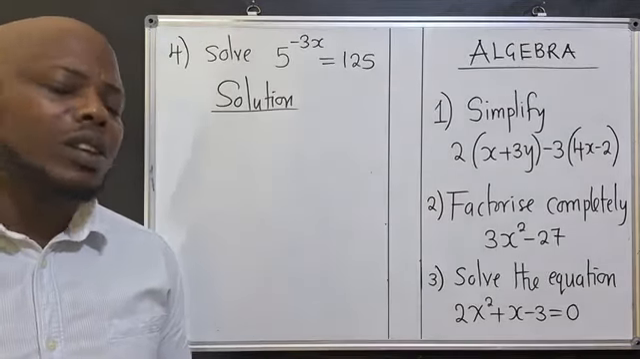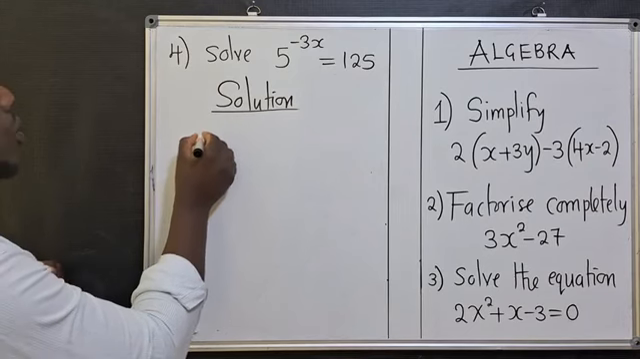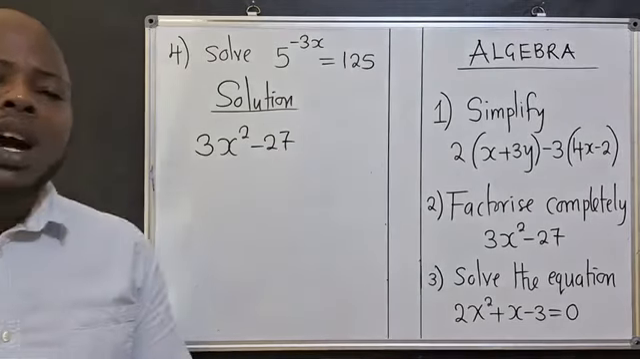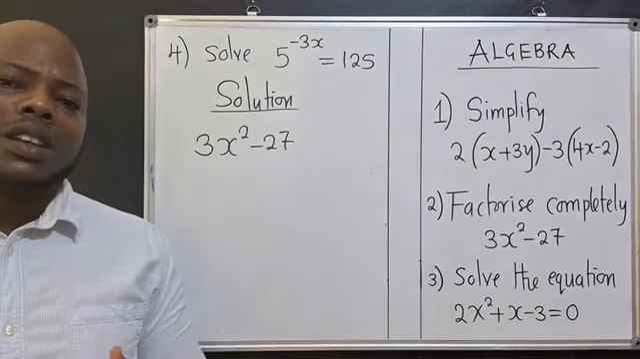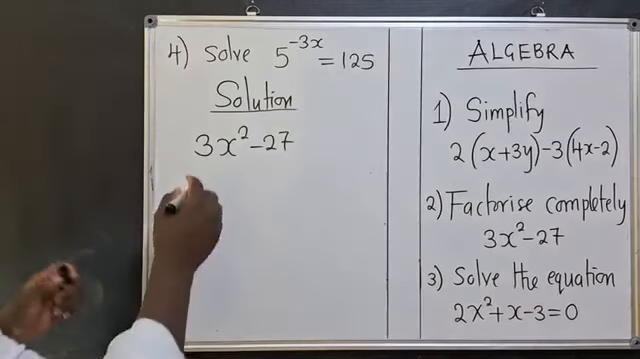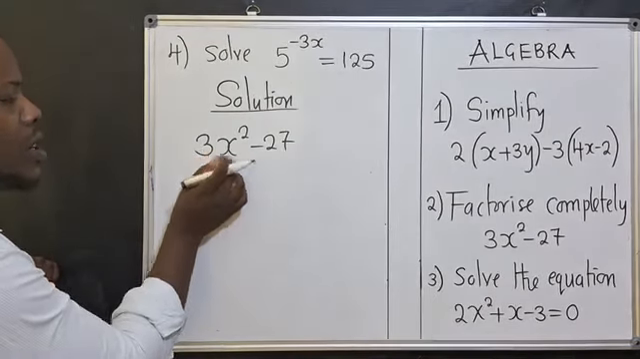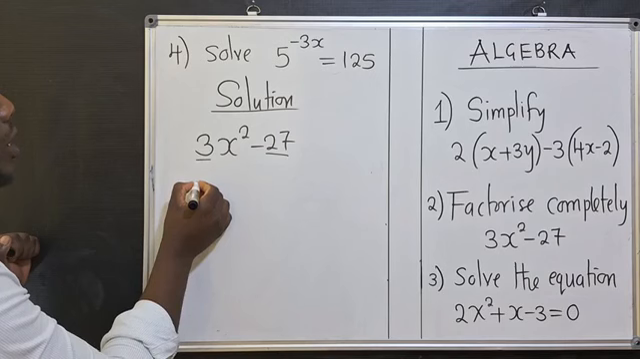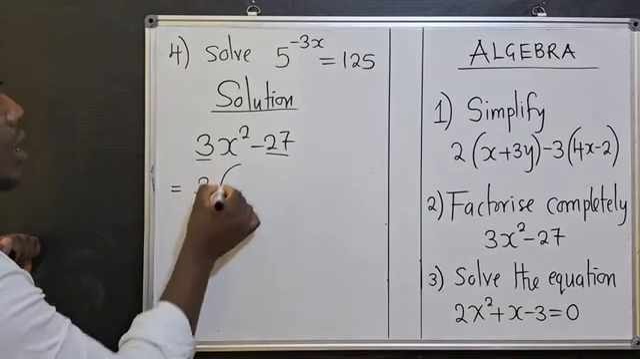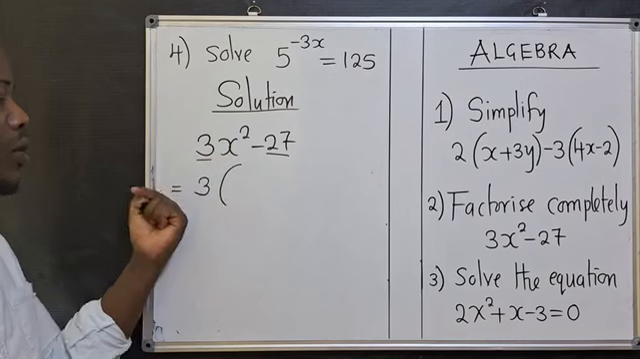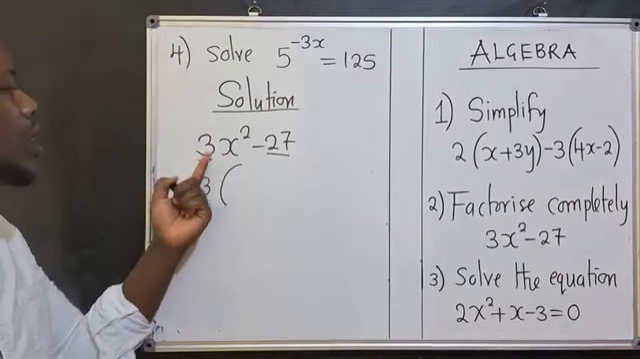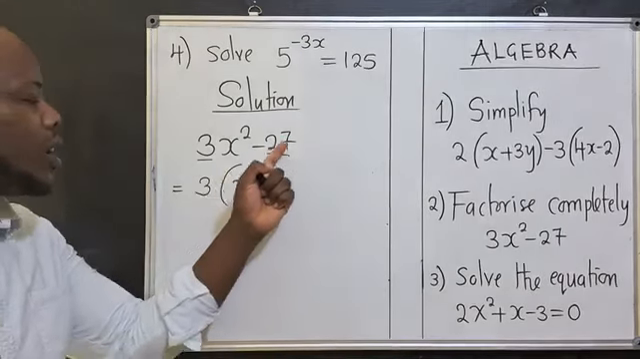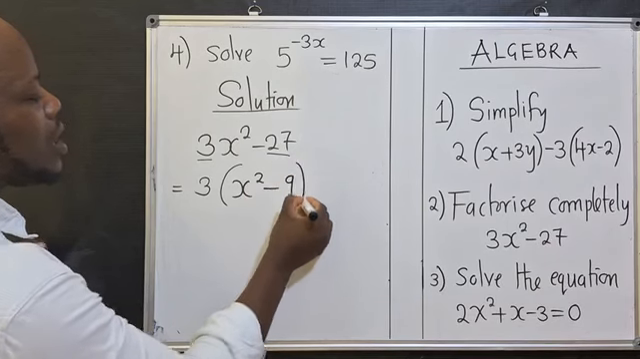Okay, back to the second question, where we need to factorize completely. We have 3x power 2 minus 27. So how do we factorize this completely? So this is what we need to do. We check, is there anything that is found here and here? There is a 3 here, and 3 can go into 27. So 3 will be written outside, like this. Can you see what I've written? 3 is outside. And then we say 3 into 3x power 2. That is x power 2. What about 3 into negative 27? That is negative 9. Like that.